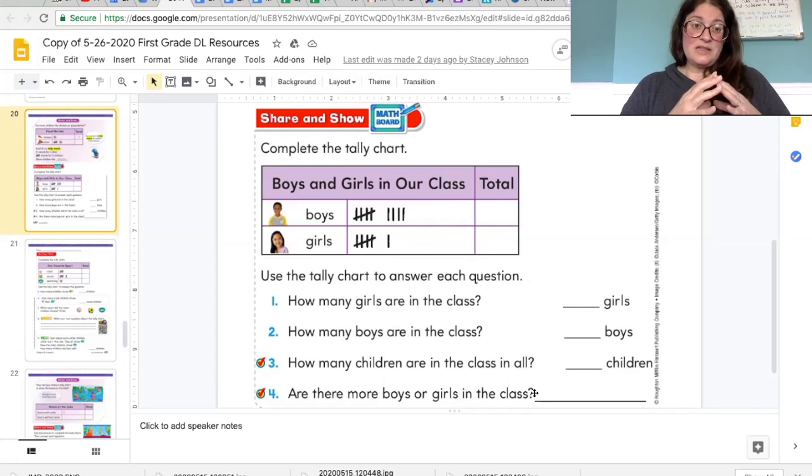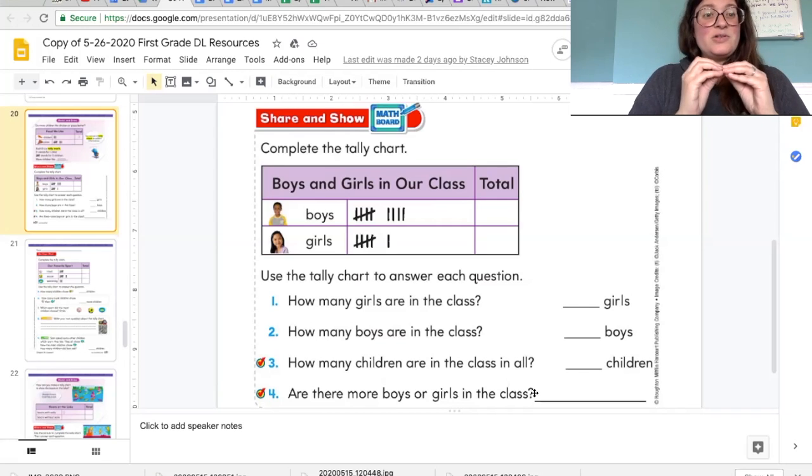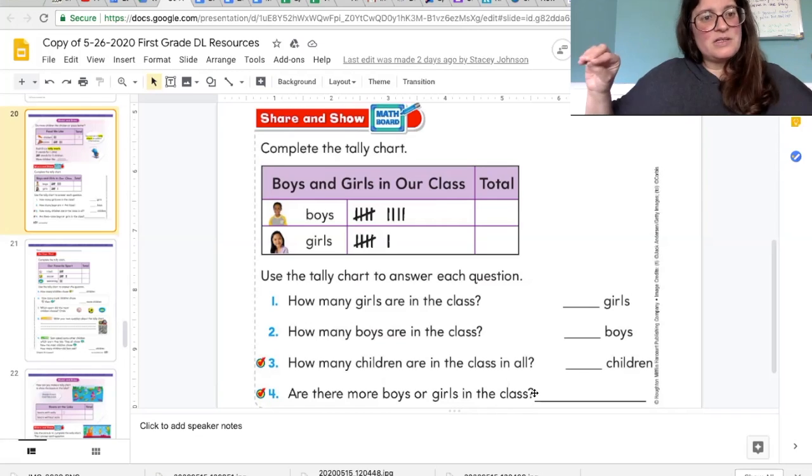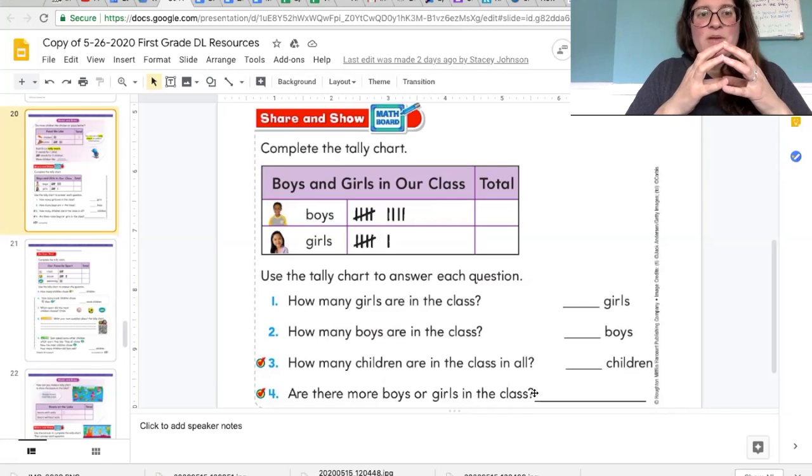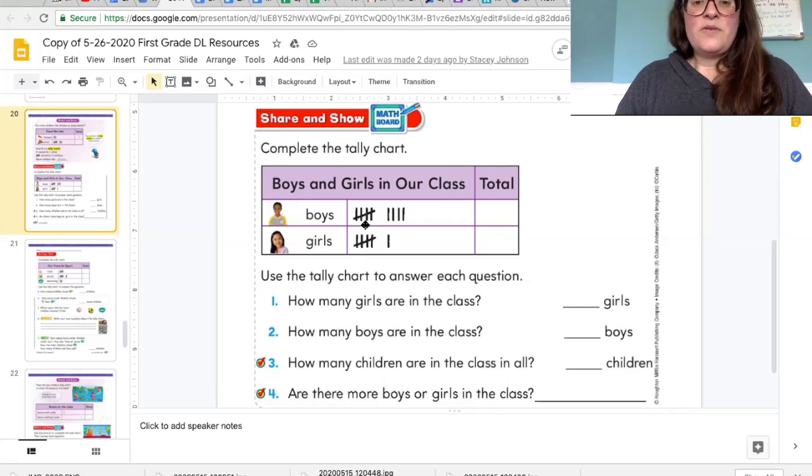So whenever you see those words like total, altogether, in all, they want you to add the numbers. They don't want you to subtract, they want you to add it so you know how many in all. So if I were to add 9 plus 6, I could do it this way because I have groups of tallies here. I could say 5 and 5 is 10. And then I could count on 11, 12, 13, 14, 15. 6 plus 9 equals 15 children.